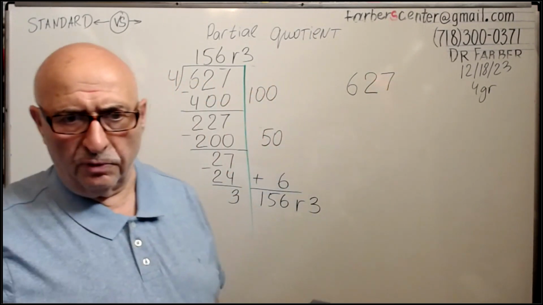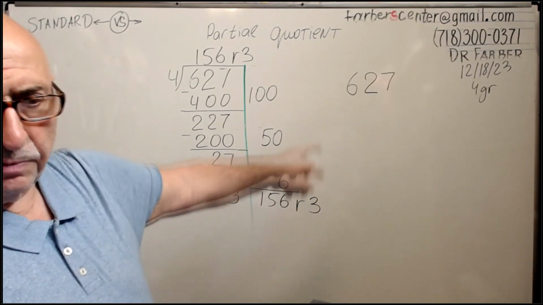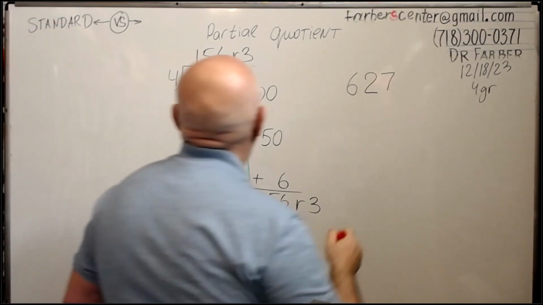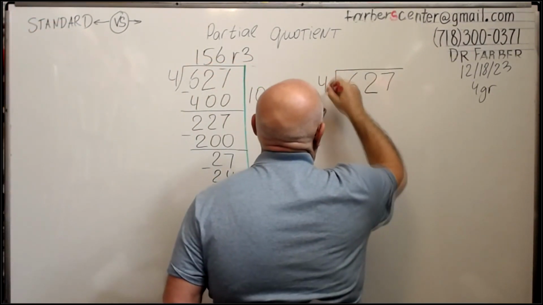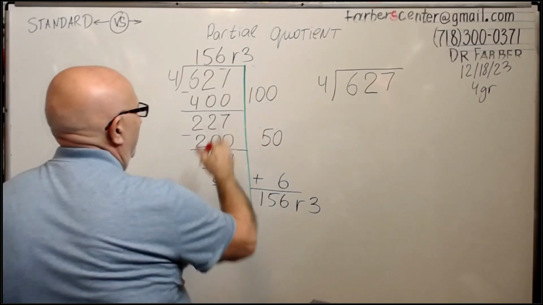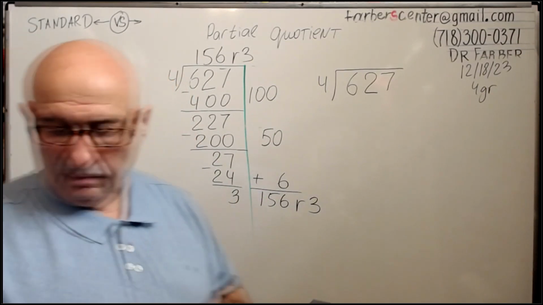Okay, one student doesn't see the right side. Anna, can you see where I'm writing right now, this place? Yes. Okay.